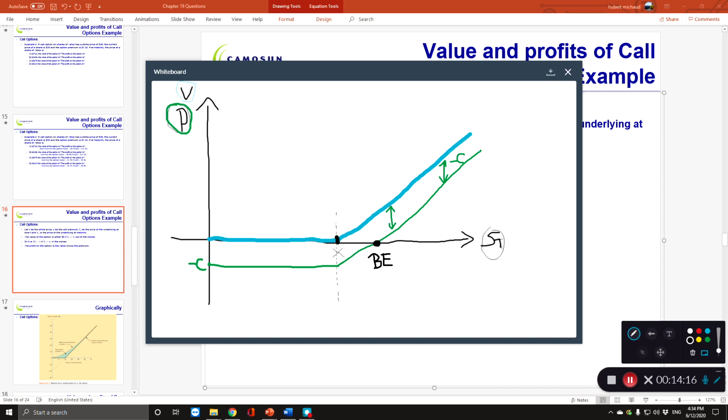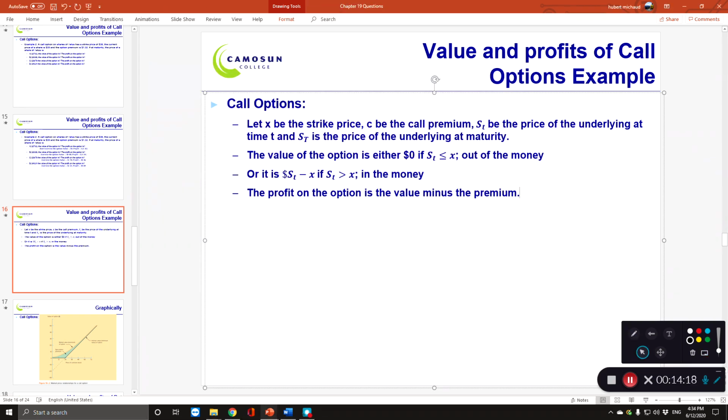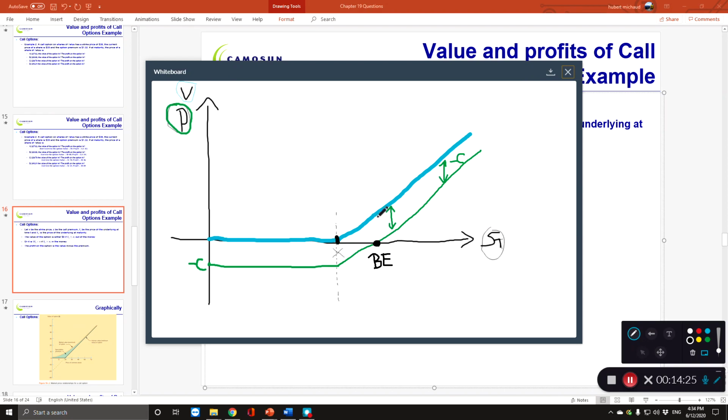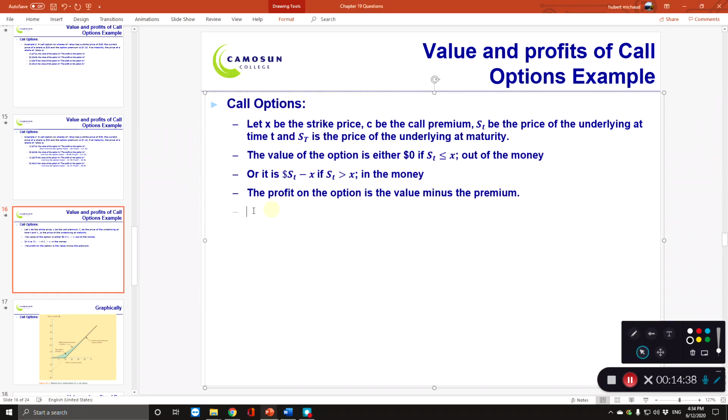Okay, and I will write it here. It's going to be a little bit easier. Try to think about it. How do we find the break even? Well, first, we know that the break even will be on the section where the call option is valuable, where it is in the money. So we know that the break even point will be on the section where the option is in the money.